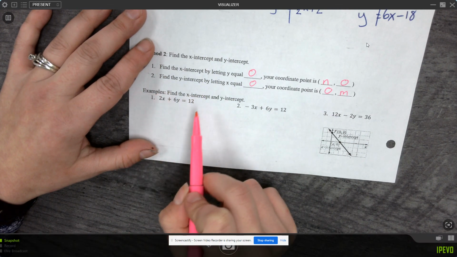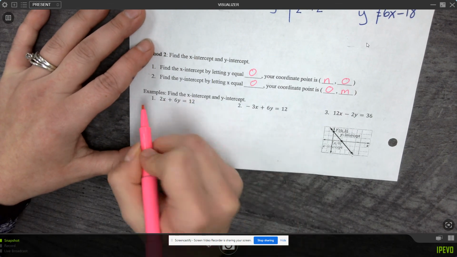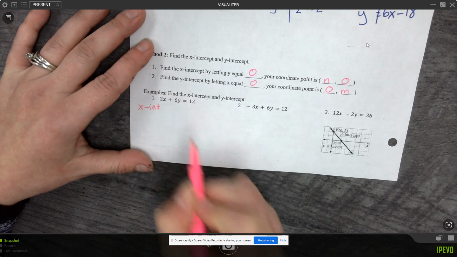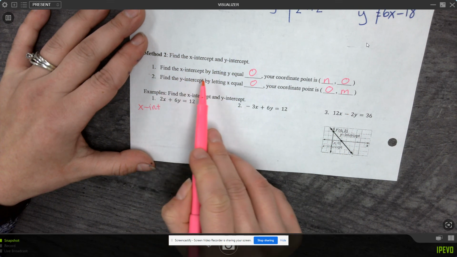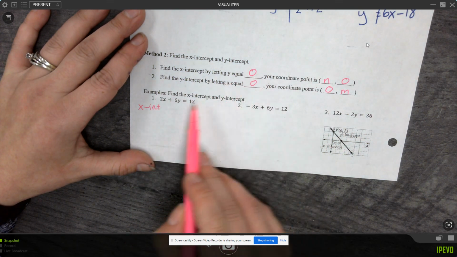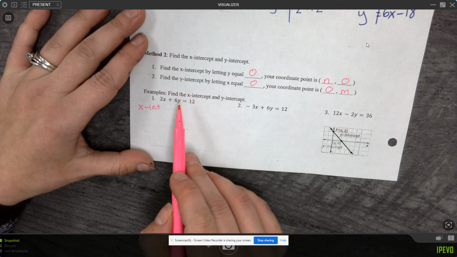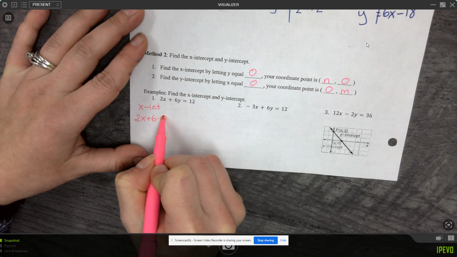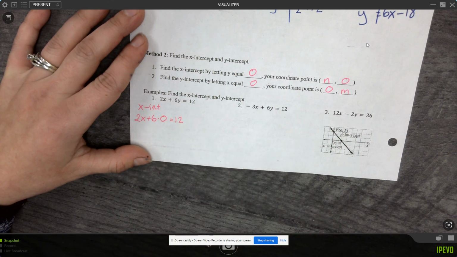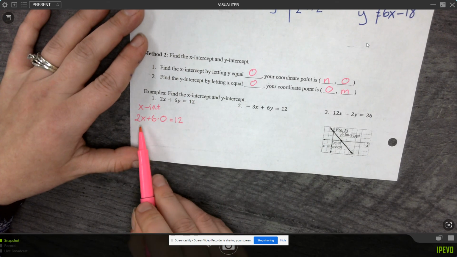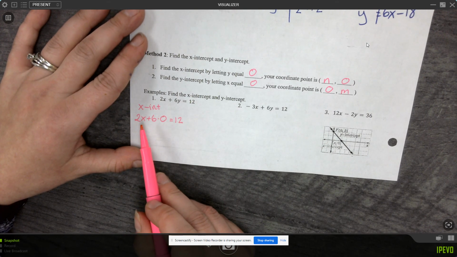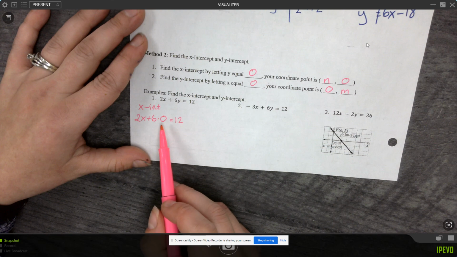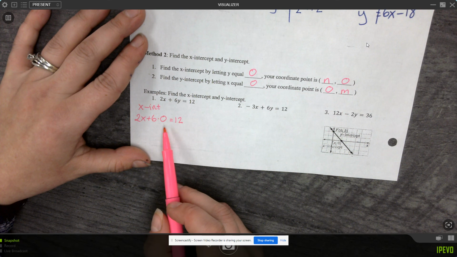So when we look at our first example here, we're going to find our x and our y-intercept. So let's find x first. To find the x-intercept, you let y equal 0. So in this equation, I'm going to let y equal 0. So I'm going to have 2x plus 6 times 0 equals 12. To find the x-intercept, we need to find x. I need x, but I don't need y. Y must be 0, because if I'm looking for an x-intercept, my y value has to be 0. That is the only way you can be on the x-axis.